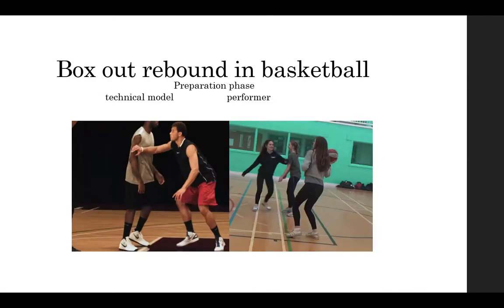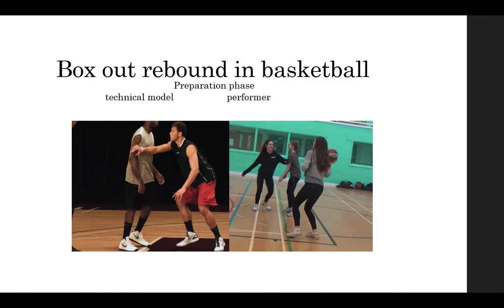The technical model can be used for a wide variety of skills across many sports, but the skill we observed and analysed using the technical model was the box out and rebound in basketball, which is used by an attacker when they are trying to get the rebound off the ball of the net after someone has tried to shoot. The perfect model of the box out rebound includes the preparation, execution and recovery stage. These pictures show the comparison of the technical model to an elite performer to the player's performance of the skill.